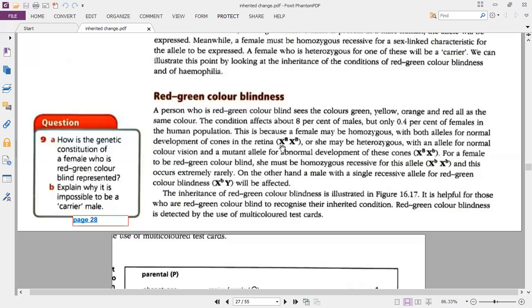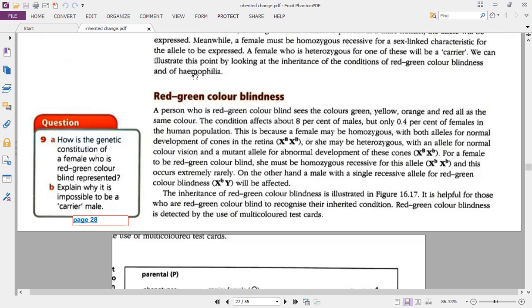In red green color blindness, the female could be X capital B X capital B, X capital B X small b, or X small b X small b. Both the carrier female and the female who is suffering from red green color blindness can pass these alleles on to the sons as well as to the daughters. So the daughter can be either a carrier or suffering from red green color blindness, but the men will predominantly be depending on the X chromosome from their mother. So they just receive either the small b allele or the capital B allele from their carrier mothers, or normal mothers, or mothers who are suffering from red green color blindness.